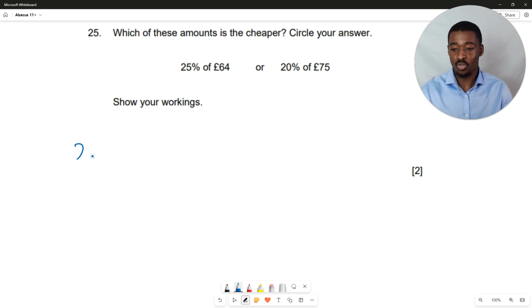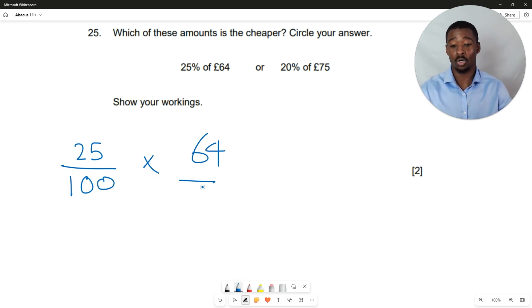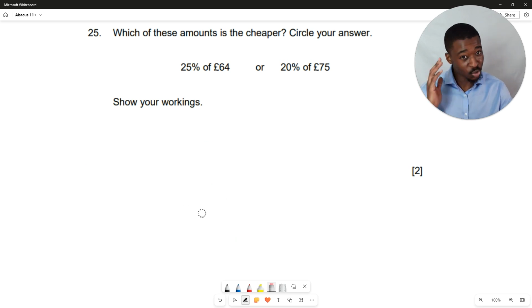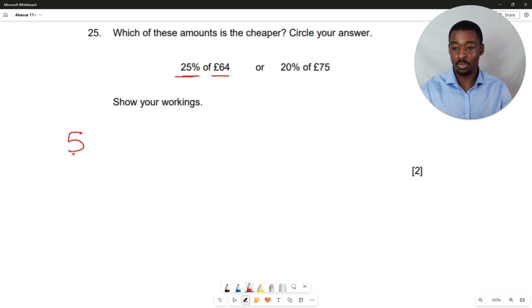We don't have to go through the whole long process of doing 25 over 100 multiplied by 64 over 1. I mean, it would work, but we can save a lot of time by being smart and using mental maths. What do I mean? Well, we can actually work out 25% of £64 using standard percentages. And what that means is using percentages that we are very familiar with. And these would be percentages like 50%, 10%, 1%.